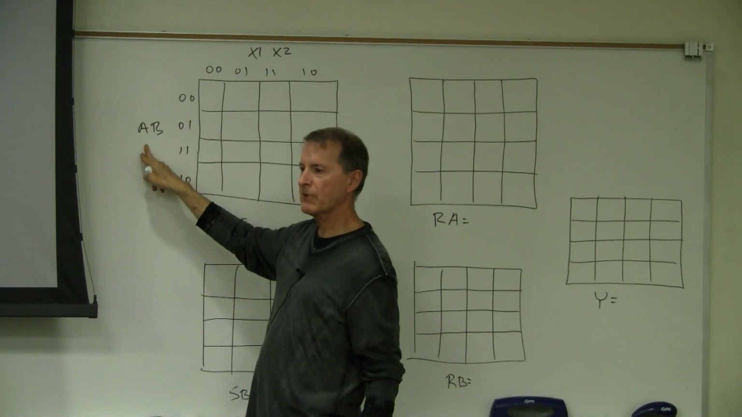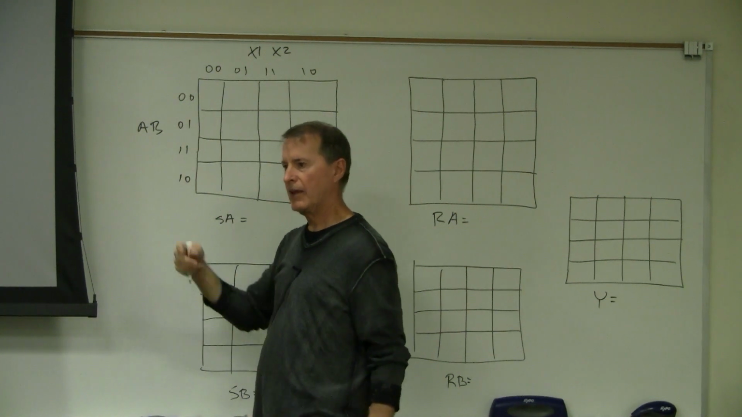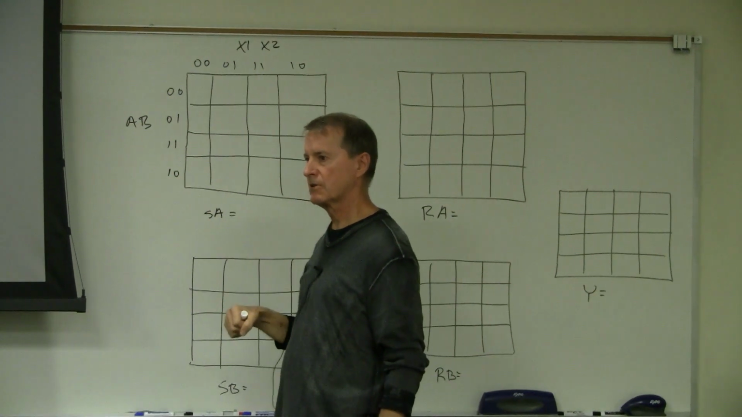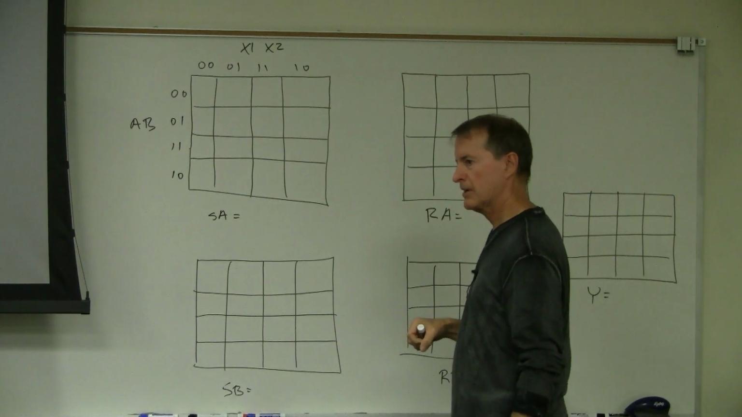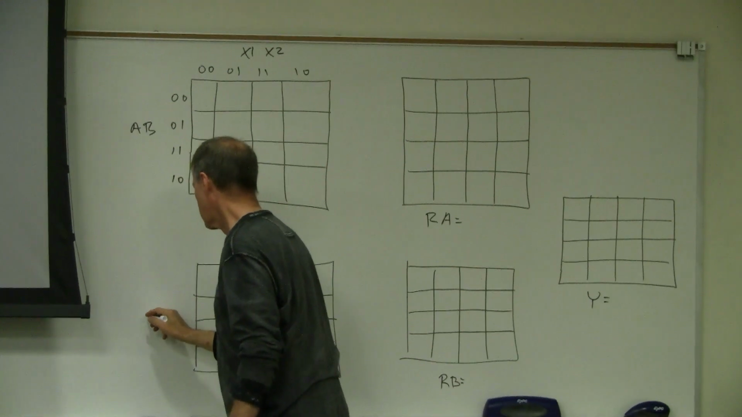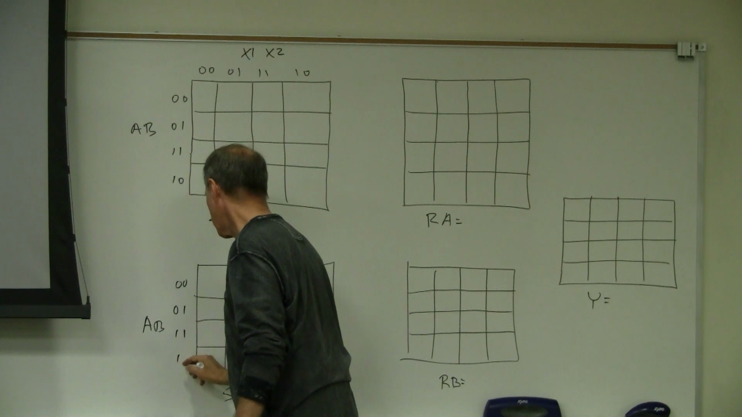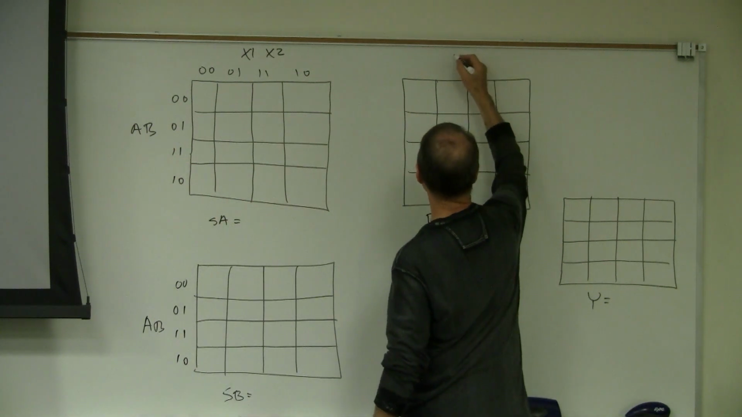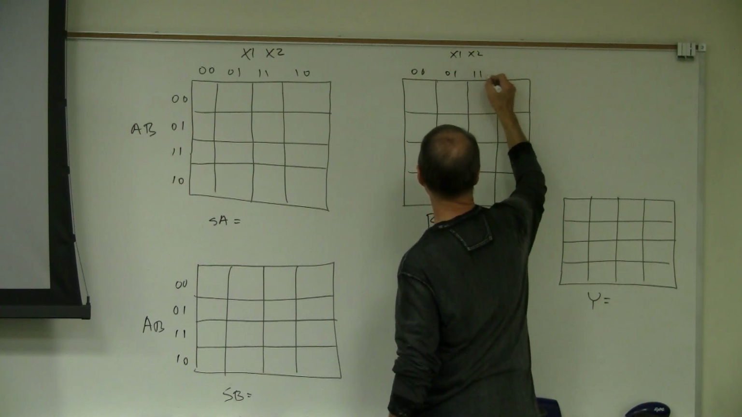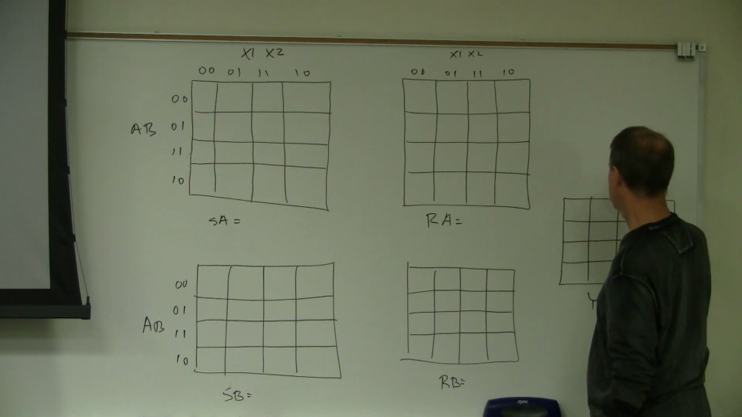A is the Q output of flip-flop A, and B is the Q output of flip-flop B. And those outputs are going back into the combinational circuit. Are you with me on that? Okay. So, does everybody see how this is working? So this is AB 0, 0, 0, 1, 1, 1, 1, 0. And this is X1, X2, 0, 0, 0, 1, 1, 1, 1, 0. And this is the same.